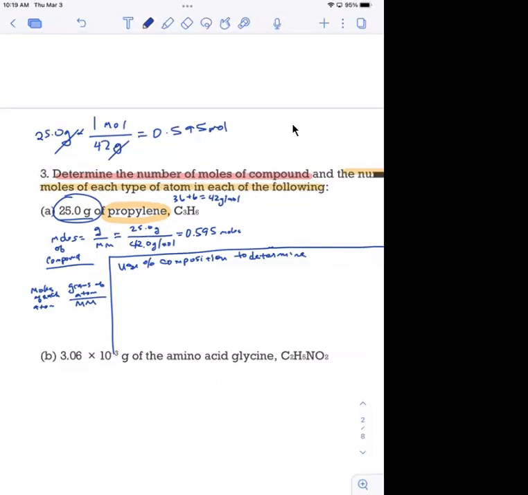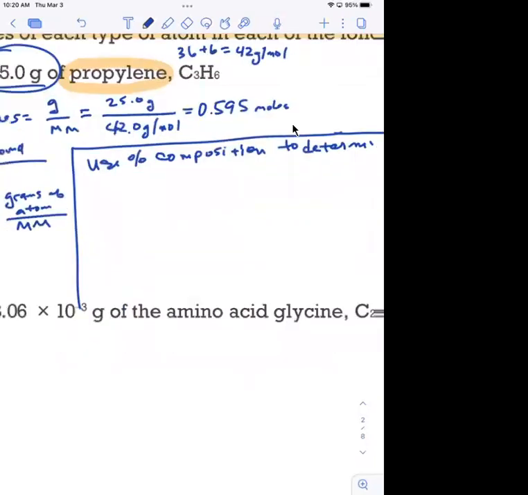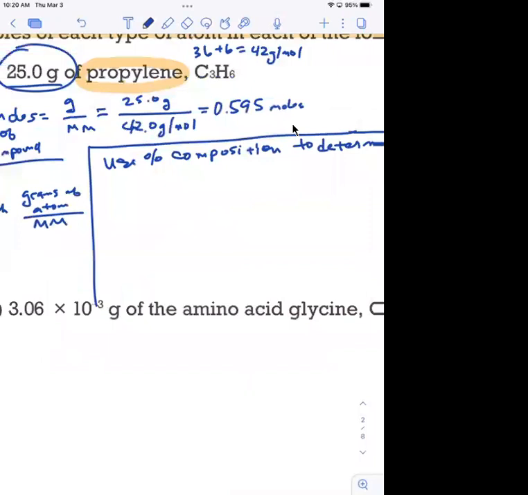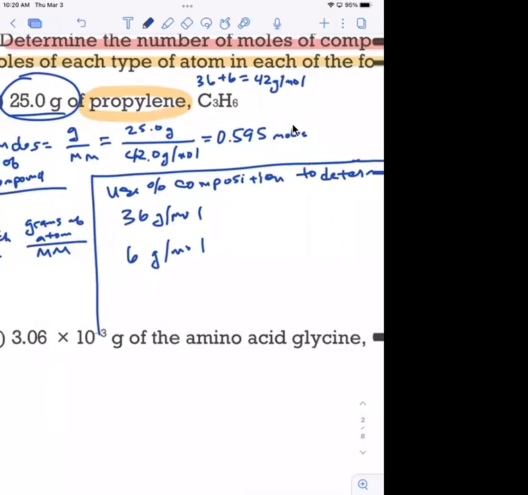All right. So we're going to use percent composition to get the percentage of carbon and the percentage of hydrogen. And from that, we're going to be able to determine the number of moles of each. There's two ways we can do it, but let's do this. Let's take the carbon, which is 36, and then the hydrogen, which is 6 grams per mole. We know that because 3 carbons and then 6 hydrogens.